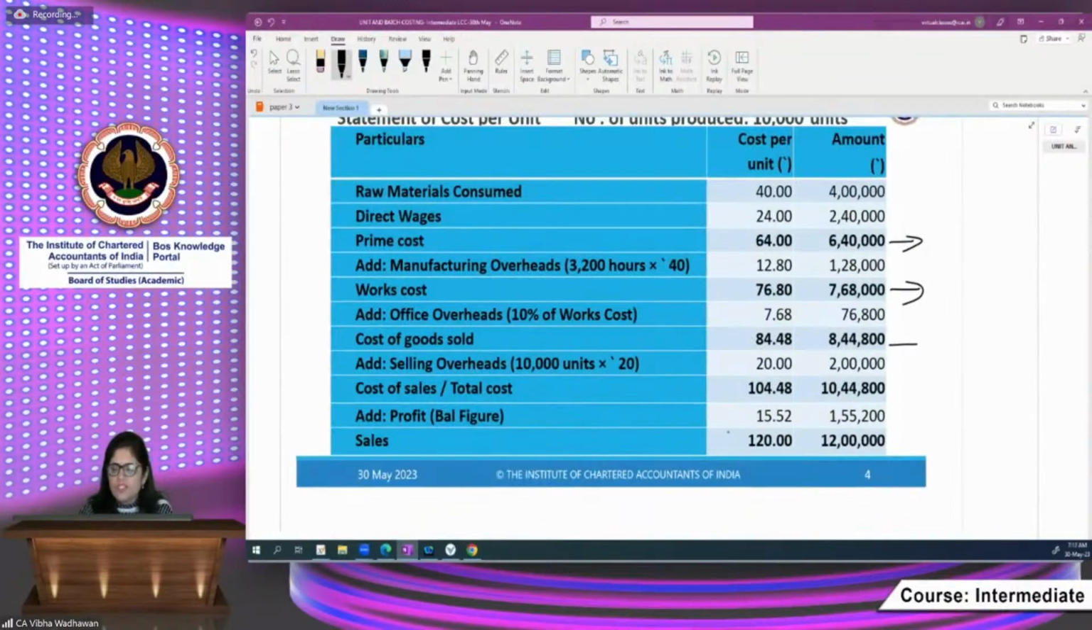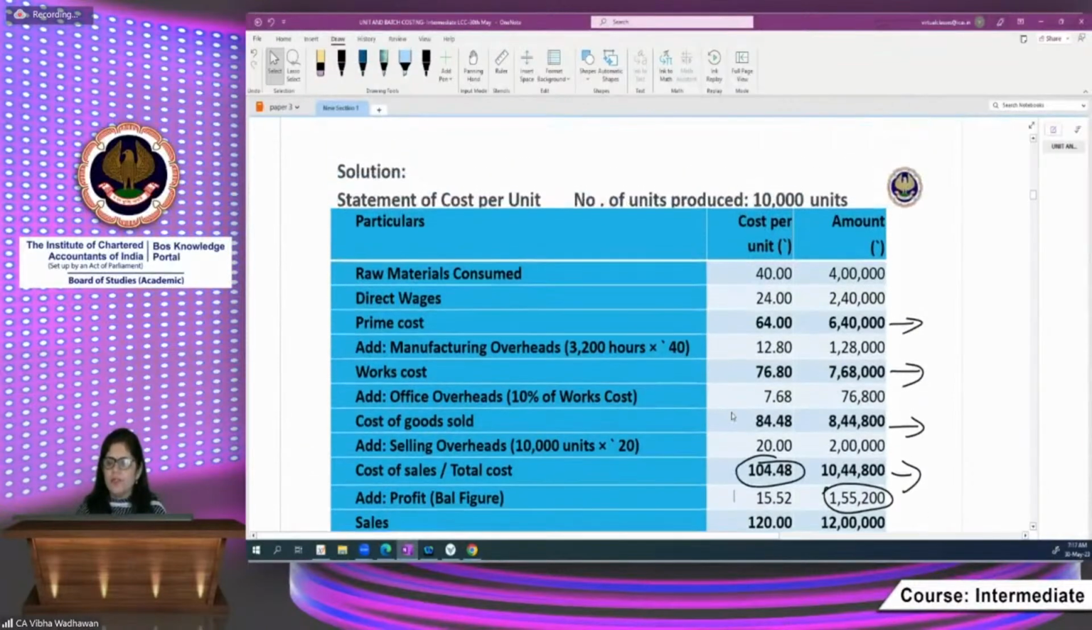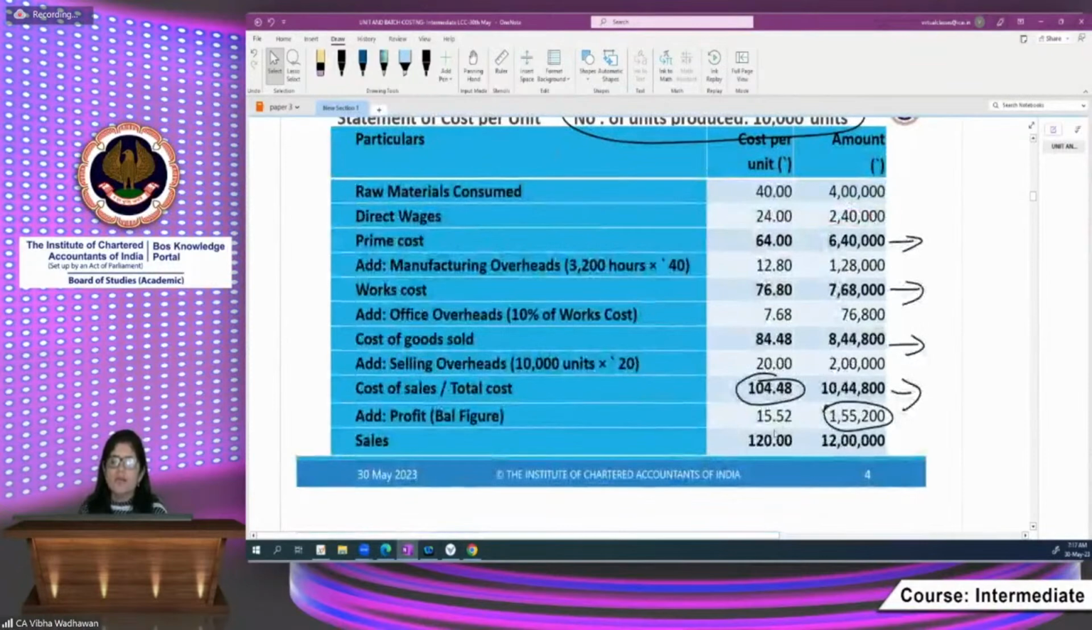Cost of production and cost of goods sold, both will be same because there is no opening and closing stock of finished goods. Then you have total cost or cost of sales. Sales was given to us, so this is your profit and this is your cost per unit. So keep on dividing on top of it. You must always write number of units produced. Clear? So this will give you an idea. You have to divide by which units. Clear? So I hope you must have understood this illustration.